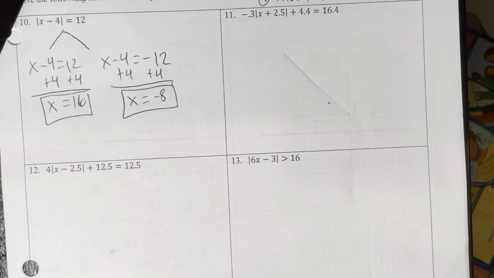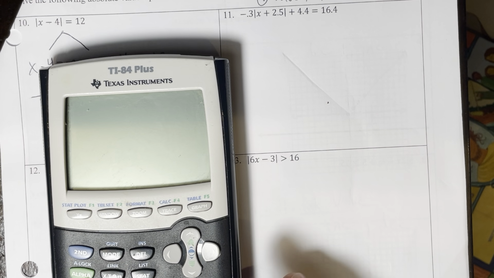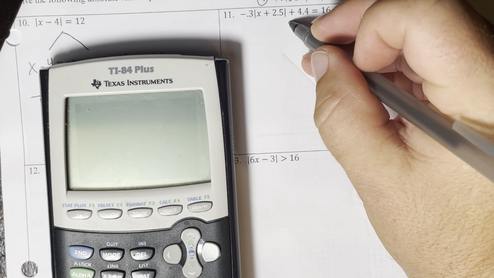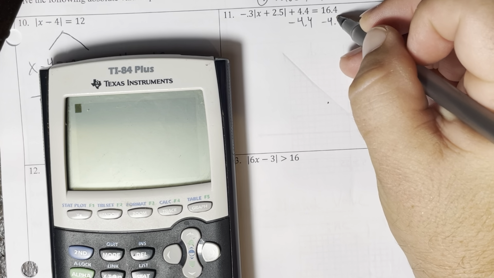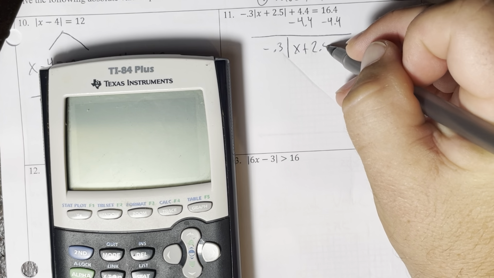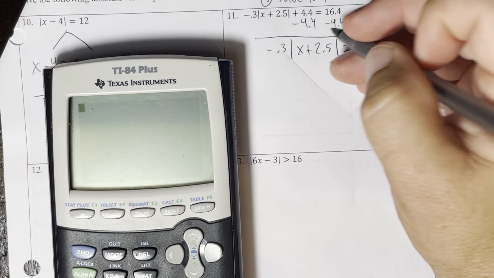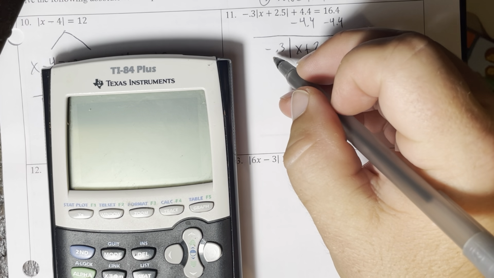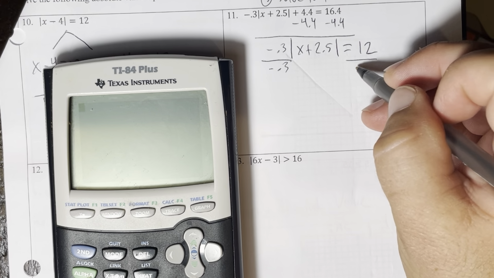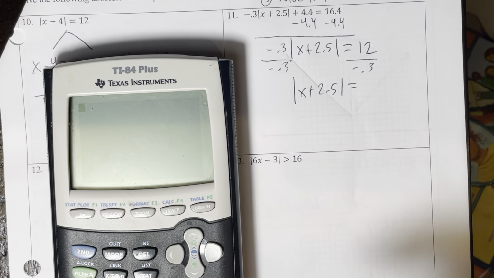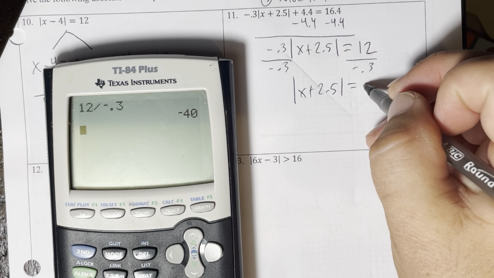On number 11, we've got some decimals, so it'd be helpful to have a calculator. But our first step is to isolate the absolute value. So we'll subtract 4.4. So I get negative 0.3 times the absolute value of x plus 2.5 is equal to 12. And then we're going to divide by negative 0.3. And so we get the absolute value of x plus 2.5 is equal to 12 divided by negative 0.3, which is equal to negative 40.